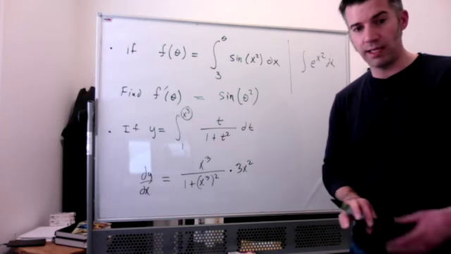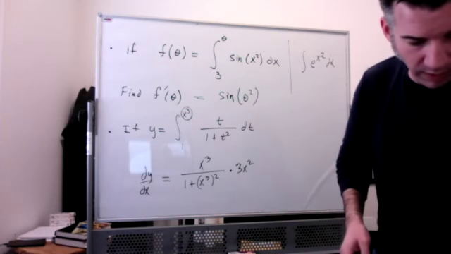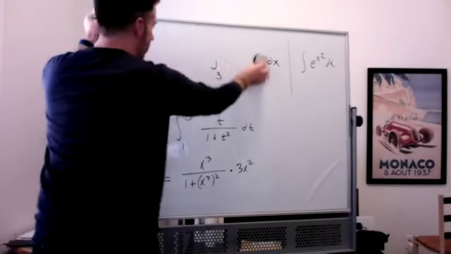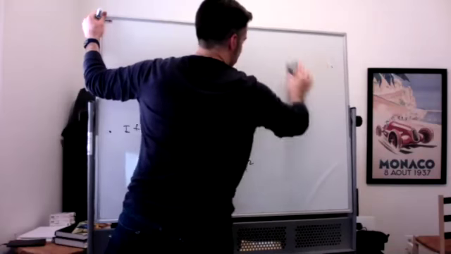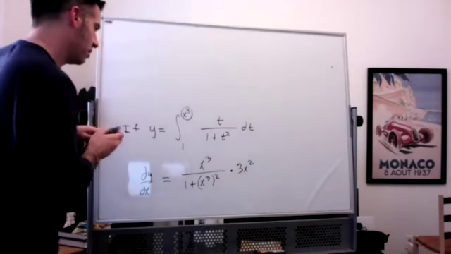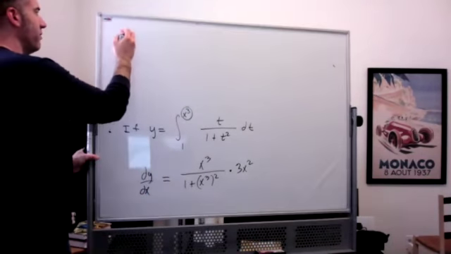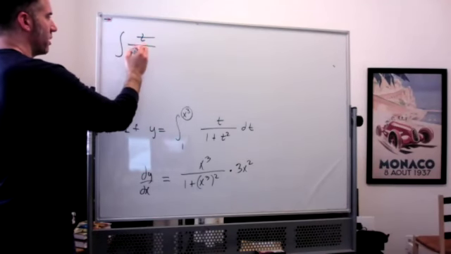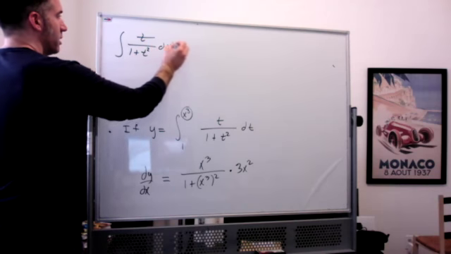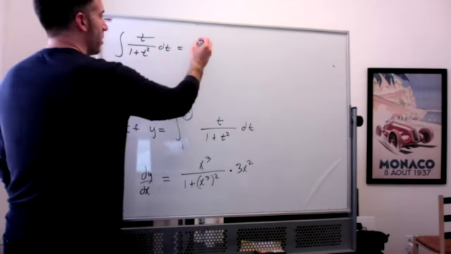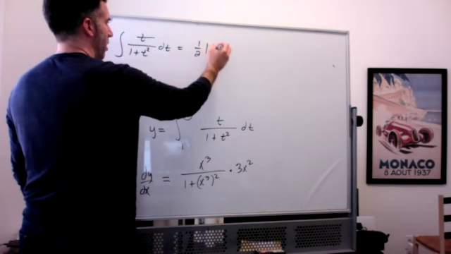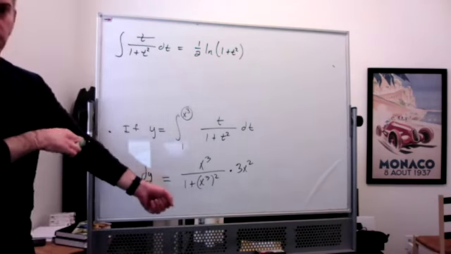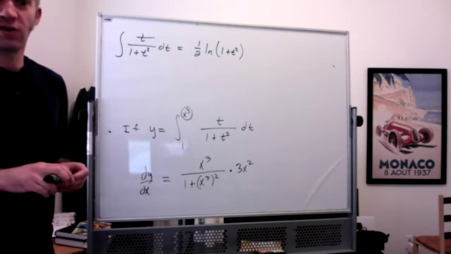Let me show you guys how we could do this one the long way. And part of that's going to involve me just telling you one thing. I'm going to tell you that the antiderivative of t over 1 plus t squared is equal to 1/2 the natural log of 1 plus t squared. Let's see if James is really right. So let's check.